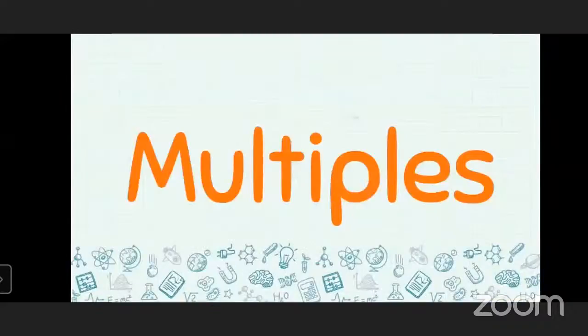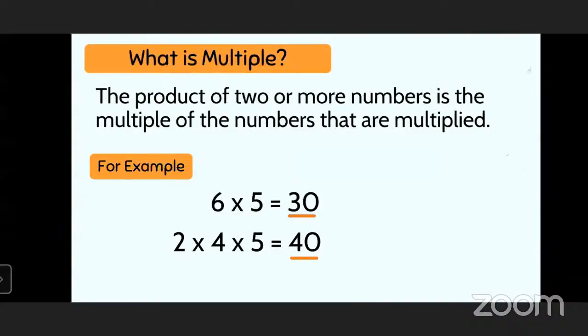So good morning all of you, and today we are going to learn multiples and factors. The first subtopic of our multiples and factors is multiples. Then what are multiples? We will multiply, and the answer we get, the product of two or more numbers, is a multiple of the numbers that are multiplied. Very good. The product of two or more numbers is a multiple of the numbers that are multiplied.